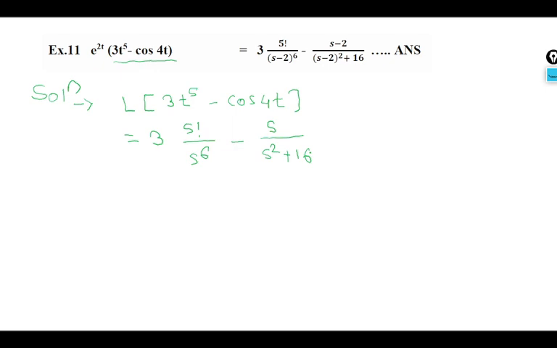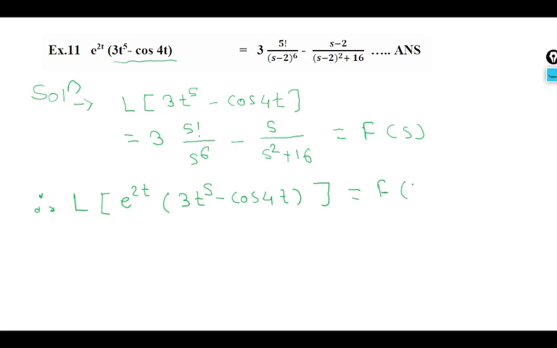So this is just the Laplace of whatever f of t. Say this is f of s. So we got the Laplace of the bracket. Therefore, by first shifting property, Laplace of e raised to 2t into 3 times t raised to 5 minus cos 4t is equal to, by first shifting property, as e raised to 2t is there, f of s minus a. Here it is f of s minus 2.